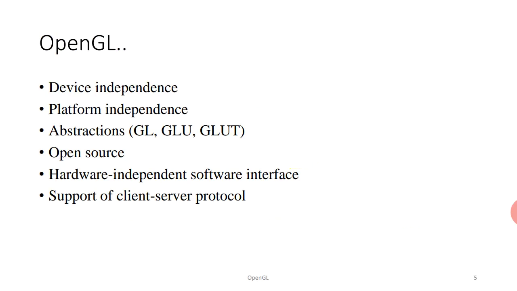OpenGL is device independent. It is also platform independent, that is, it can run on any platform like Windows or Linux. It provides different abstractions like GL, GLU, GLUT. It is open source. It is a hardware independent software interface, and it also supports client server protocol.